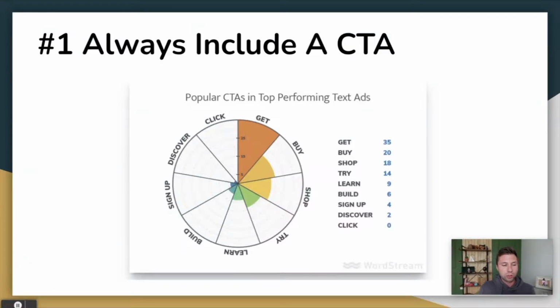WordStream actually came out with this report right here that you see in front of us: popular CTAs in top performing ads. I'll link this article down below, but I thought this was interesting. They analyzed a bunch of ads and found that the most popular or highest performing Google ads with CTAs: Get had the highest, so there were 35 of them that had get, 20 that had buy, 18 had shop, and then you can kind of read the list all the way down, with click being at the end. I think click kind of has a negative connotation, so it's not surprising to me that it was one of the least performing.